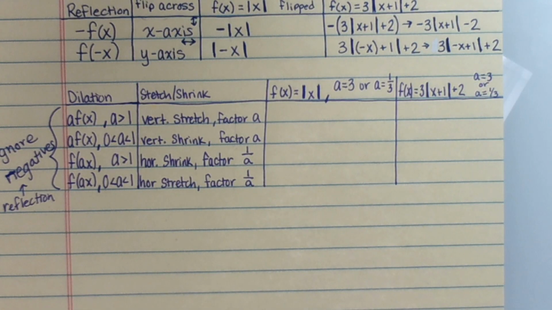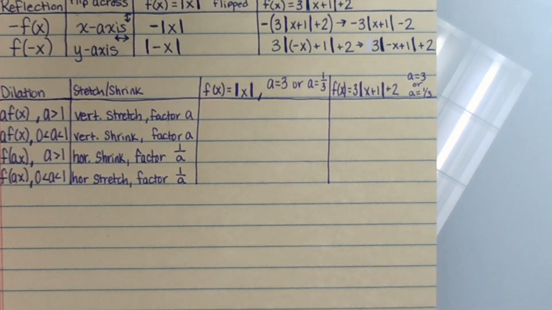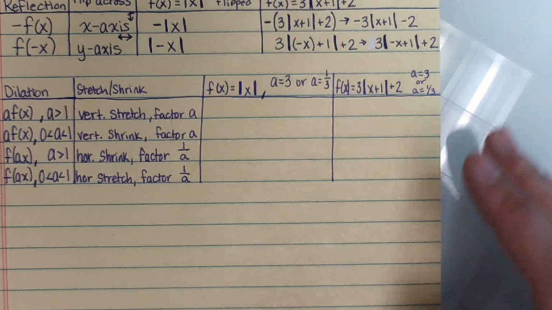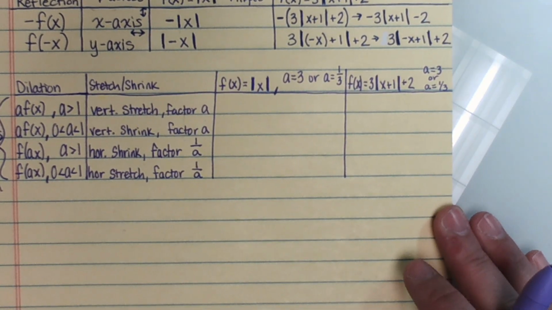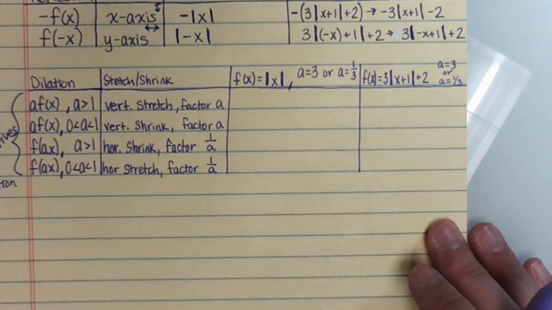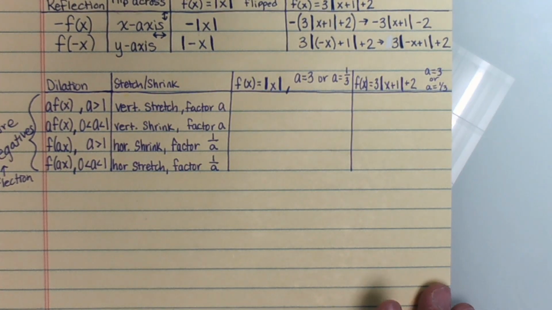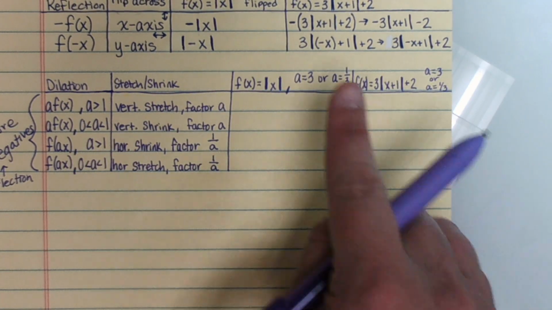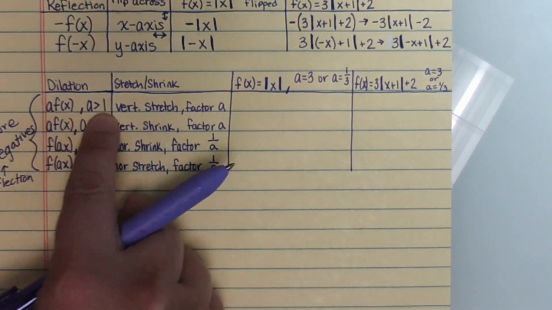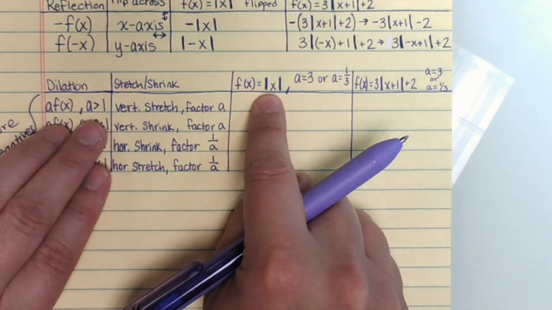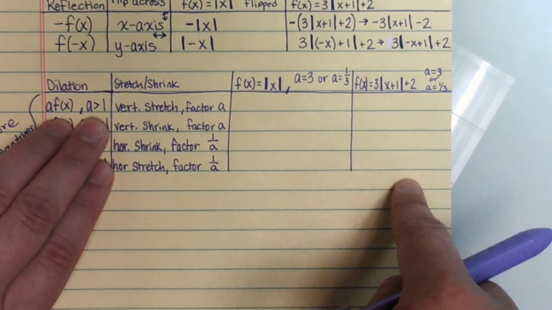So, for stretch and shrink, A has to be either 3 or 1/3. It's going to vary a little bit depending upon the problem. Can I fit all of this on there with this zoom, or do I have to change the zoom? I have to change it a tiny bit. Okay. So, starting off with our first one with our parent. I'm going to do the parent functions first, and then we'll move to these ones.